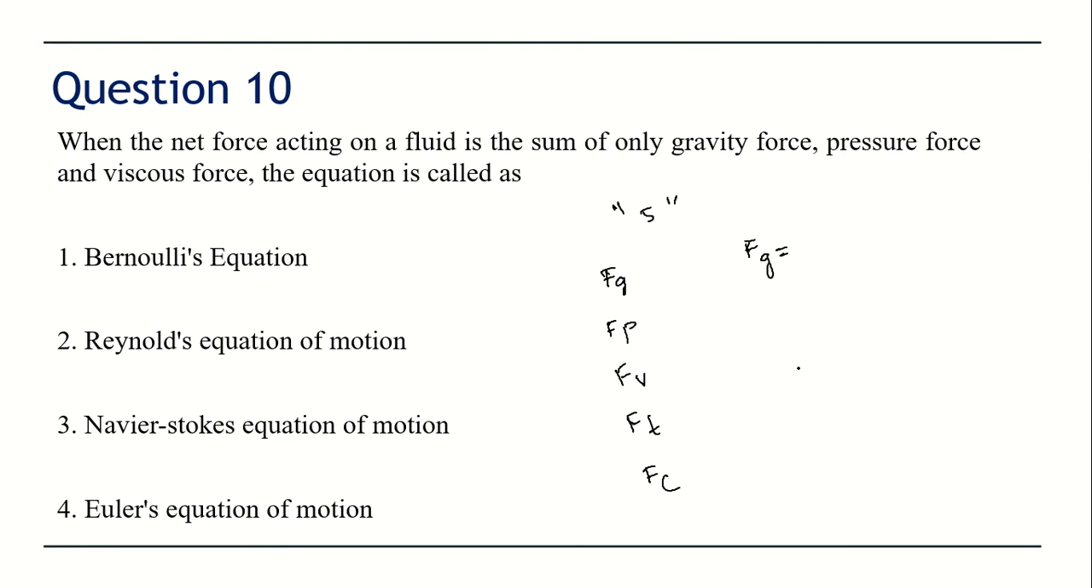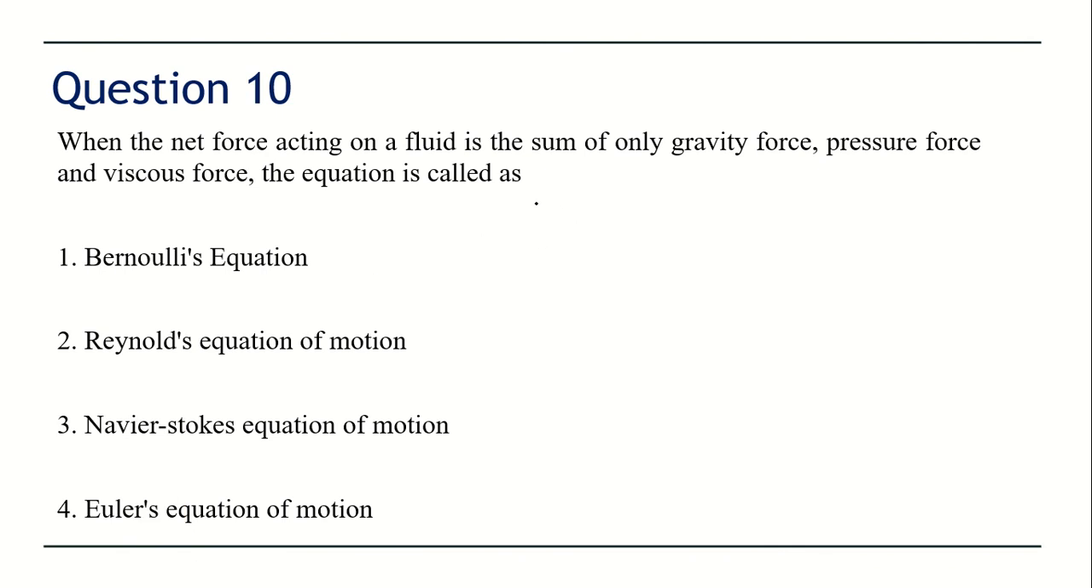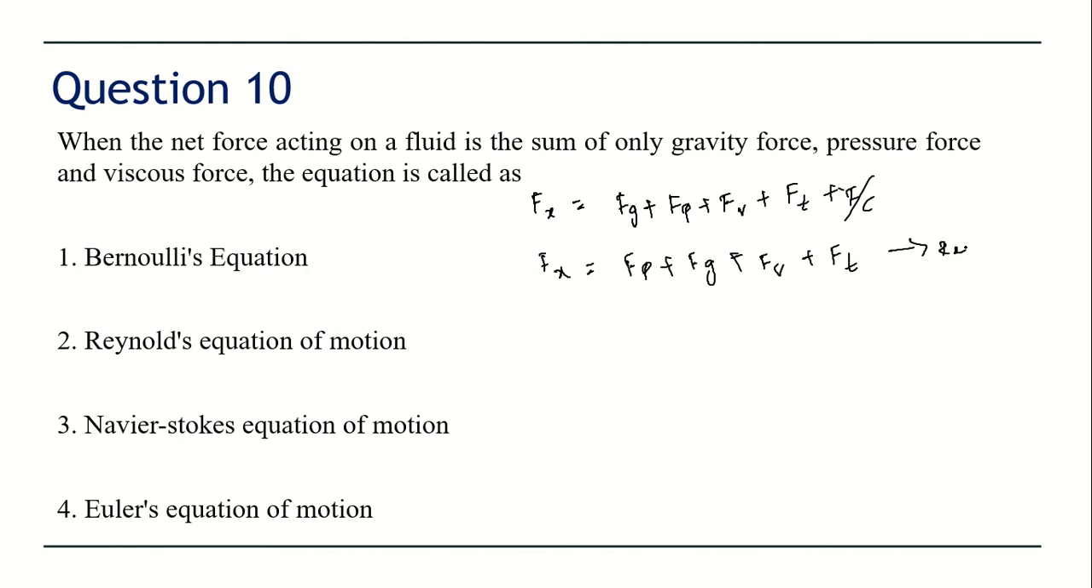Sorry, you take net force as, just a second, I'm writing it again. So the net force, from Newton's second law of motion, is generally given as Fg, gravity force, plus pressure force plus viscous force plus turbulence force plus compressibility force. And if you make the compressibility force negligible, meaning Fc is absent, then the equation turns out to Fx equal to Fg plus Fv plus Ft, and this equation is called the Reynolds equation.